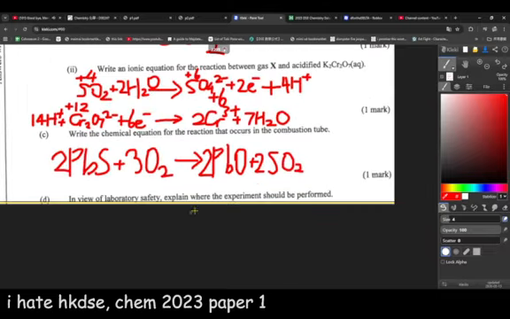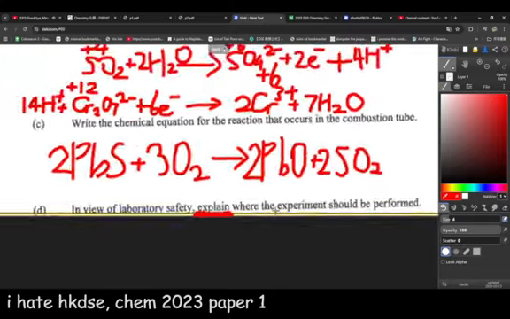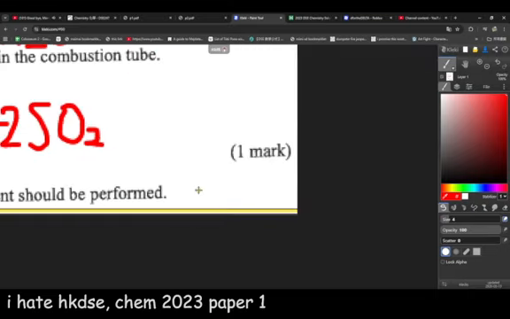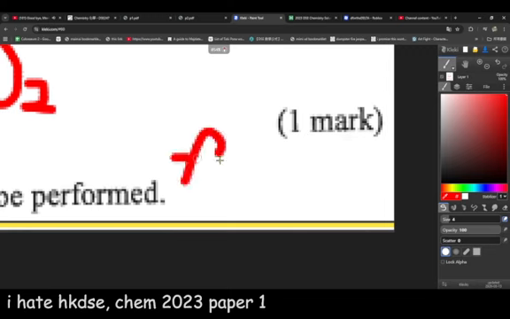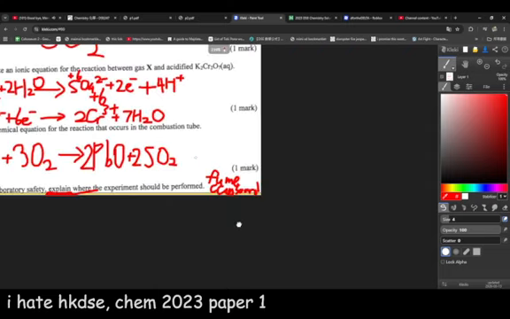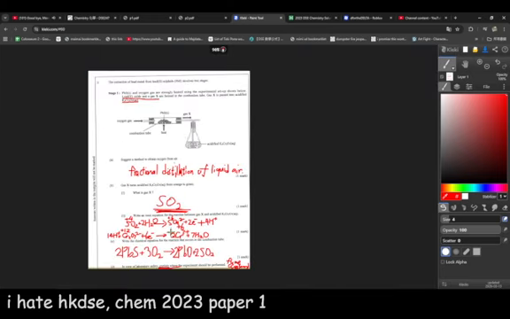In view of laboratory safety, explain whether the experiment should be performed. Explain your answer. Okay, so firstly, where? This is obvious, fume cupboard. It's always fume cupboard. Because, hold on, you can't really see it. The gas is SO2. SO2 is toxic. That's the answer. SO2 is toxic.